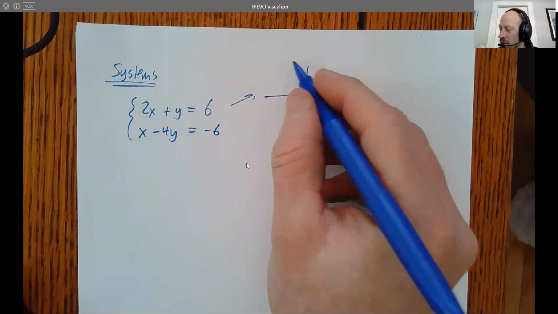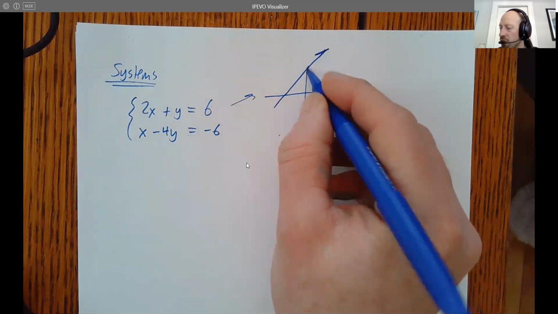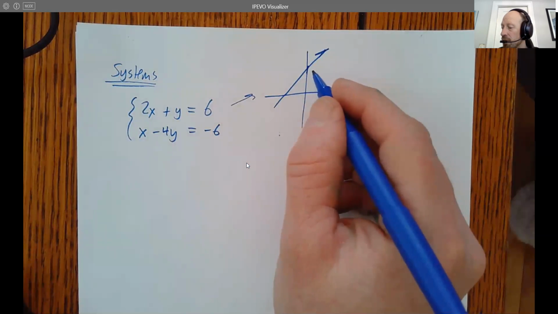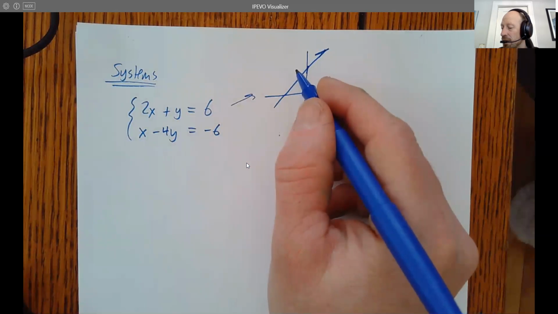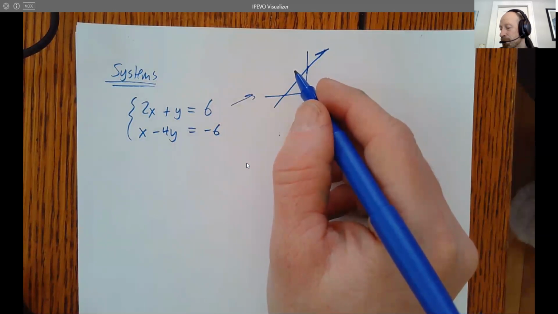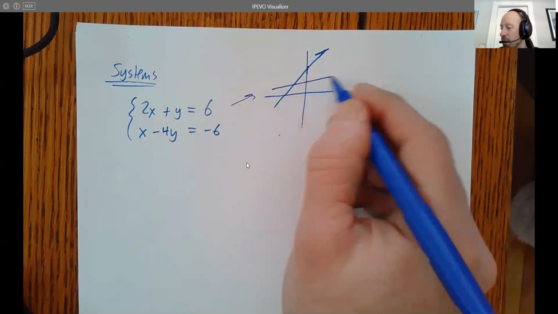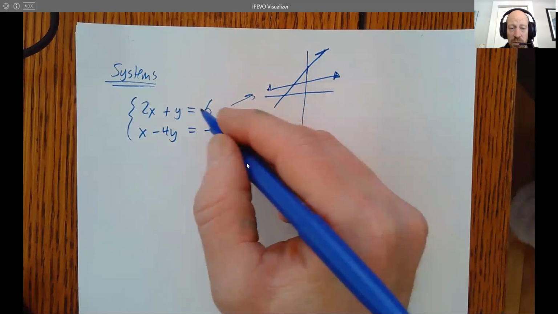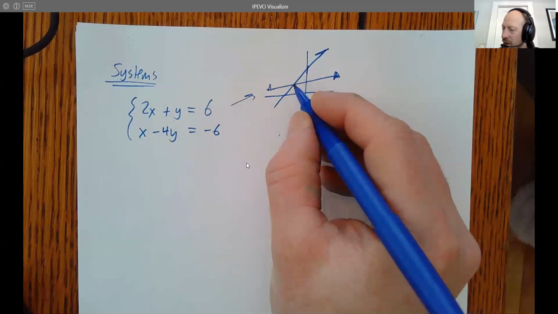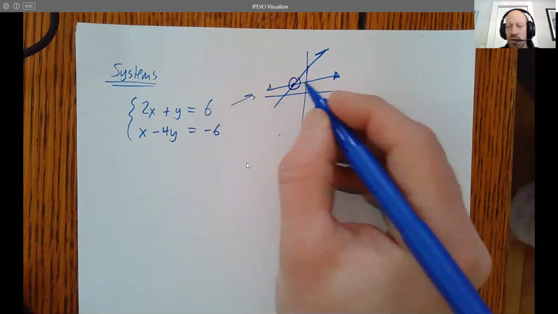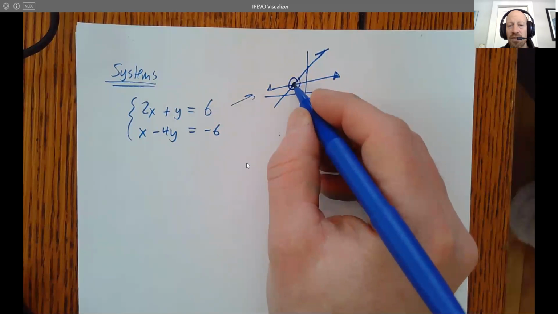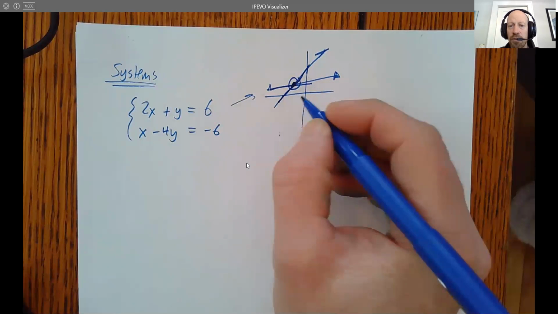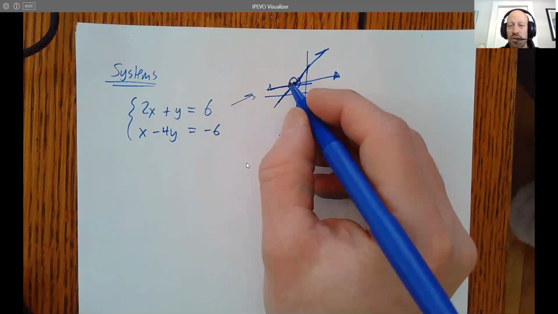2x plus y equals 6 is some line. It looks something like this. And x minus 4y equals minus 6, that's some other line. I don't know exactly what it looks like. It's something like this, right? Those lines are solutions to those equations. And I think you can guess where the solution is, right? The solution we're looking for is this one point right here, because this point is on this line and it's also on this line. So that point is really the solution that we're looking for.